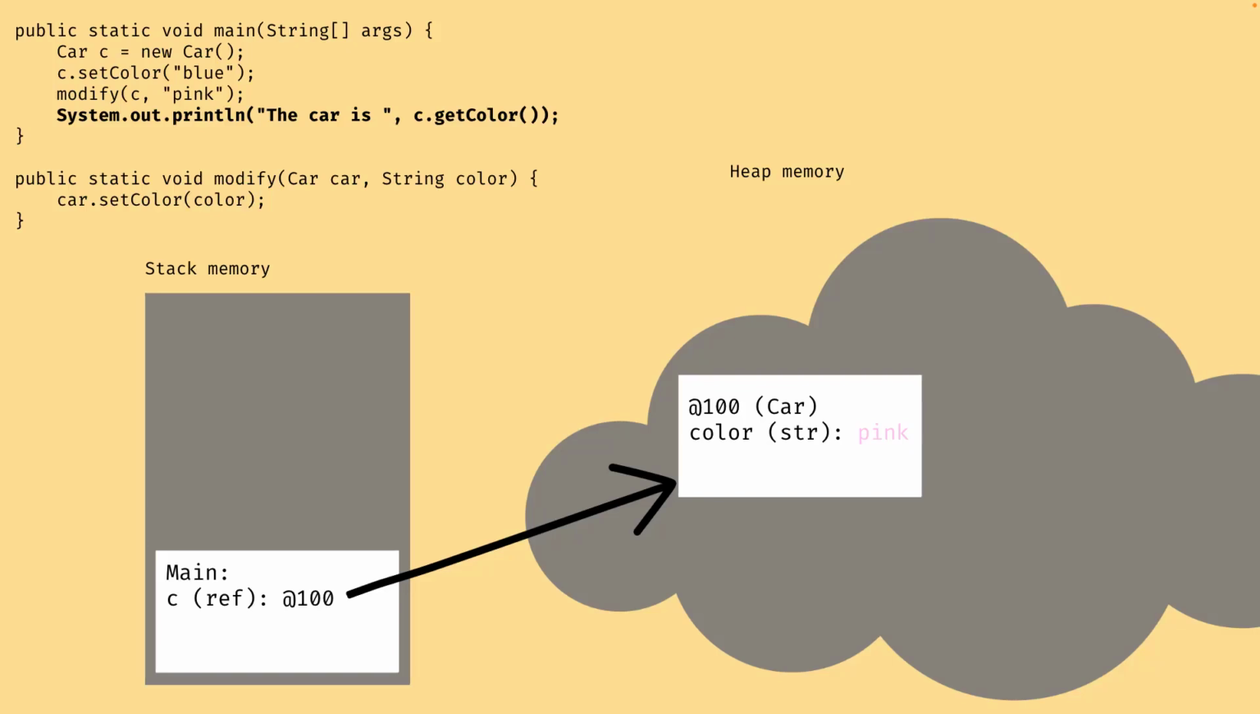Compare it like this. If I have a car and you borrow my car and you then paint my car pink, when you give it back to me, it's still going to be pink. I might actually be pleased, but still. There's only one car, that's the point here. And when we pass in the reference, we're pretty much pointing to the car on the heap, and both the main and the modify are pointing to the very same object.